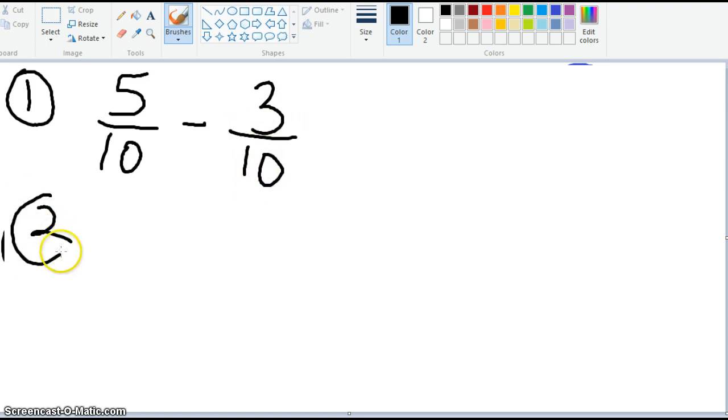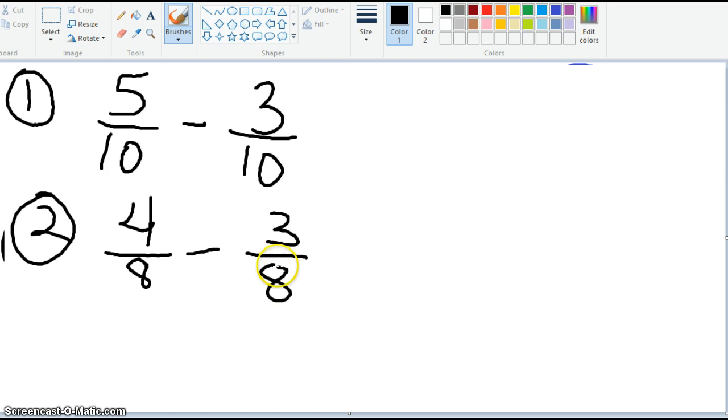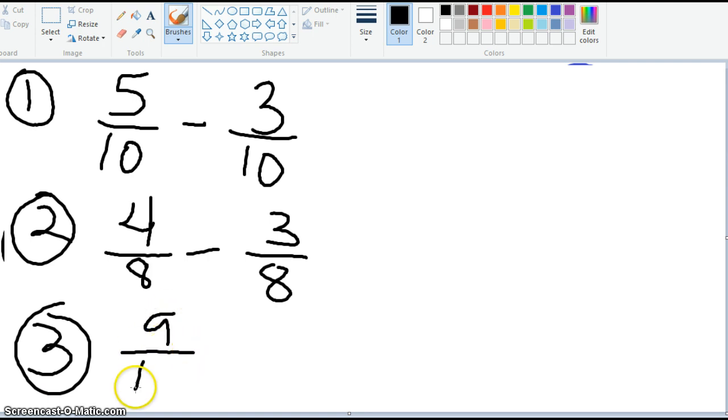For number 2 at your desk, I'd like you to do 4/8 minus 3/8. And for number 3 at your desk, I'd like you to do 9/12 minus 3/12. Again, Professor Speck, you can pause the video at this time so that our students have an opportunity to work on these problems at their desk.